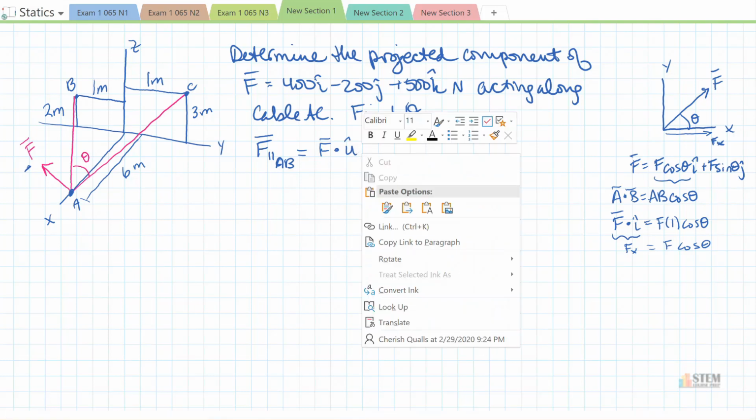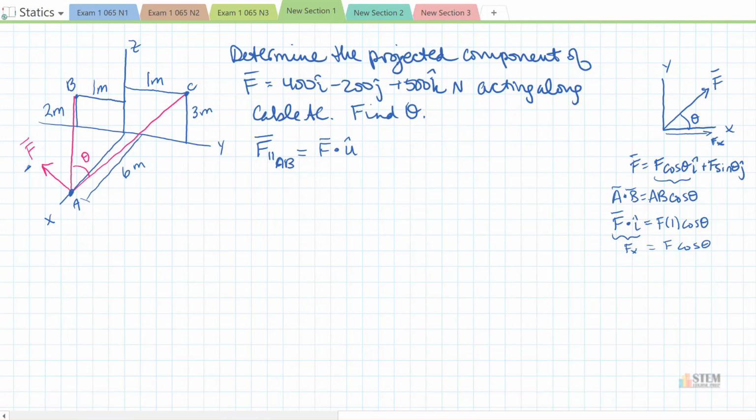I keep saying AB, guys. It shouldn't be AB. It's AC. Let's change that. Switch this to AC. So the unit vector of AC. There we go. Not sure where I got AB from. Okay, so I want the parallel component on this line, AC. There we go. That makes more sense.